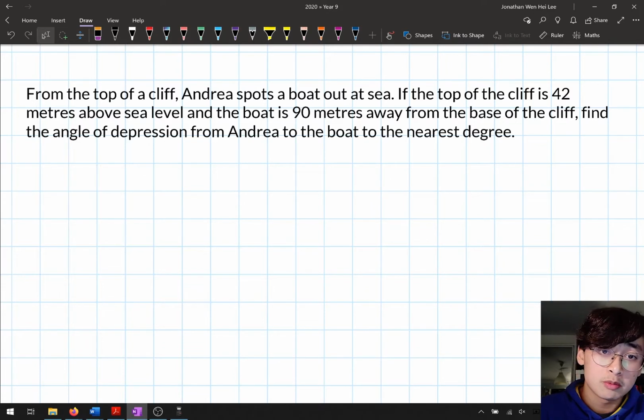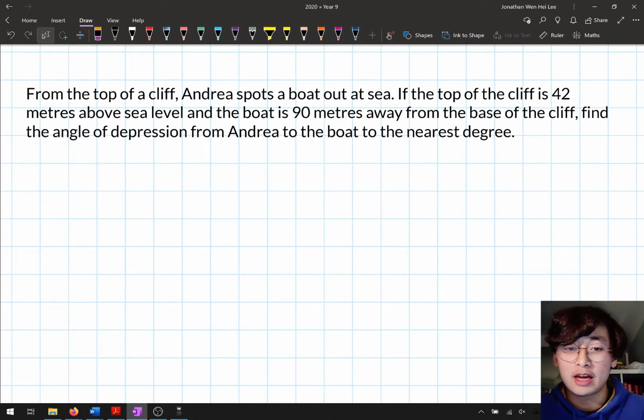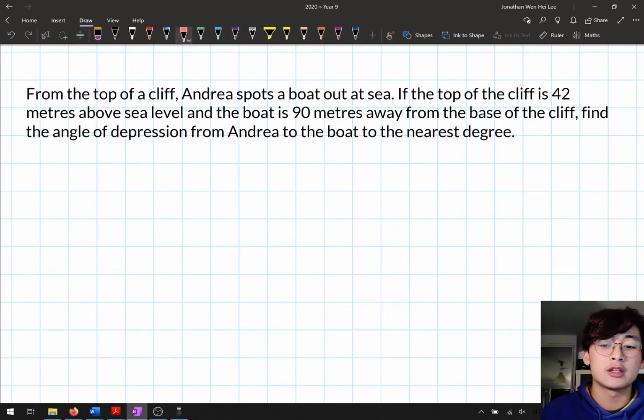Okay, cool. Let's underline the keywords. Now that we've read the question, let's underline the keywords. If you have a look at that first sentence, from the top of a cliff, Andrea spots a boat out at sea, this part doesn't really need anything underlined. We don't really need any of that information. Andrea could be on the top of a tower. Andrea could be in a spaceship. She could be looking down at something, but it doesn't really matter. So let's not underline any of this.